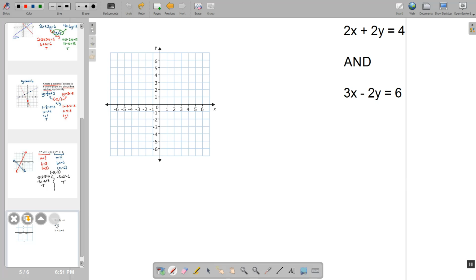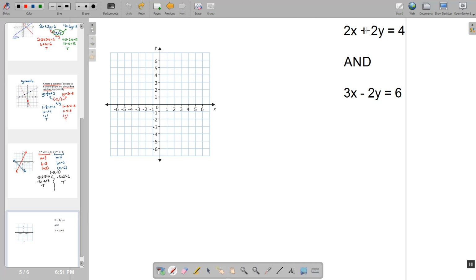Now, the hardest part of this unit is when you're given equations that are not in y equals, and you have to turn those into y equals before you graph. But the process and the goal are the same. You want to find the point of intersection and then check your answer. So let's dive right in here.